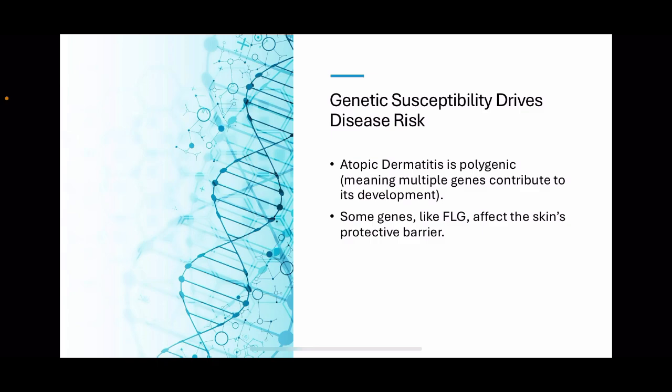The second thing is that genetic susceptibility drives disease risk. Atopic dermatitis is polygenic, which means that multiple genes contribute to its development, like the FLG gene, which affects the skin's protective barrier.